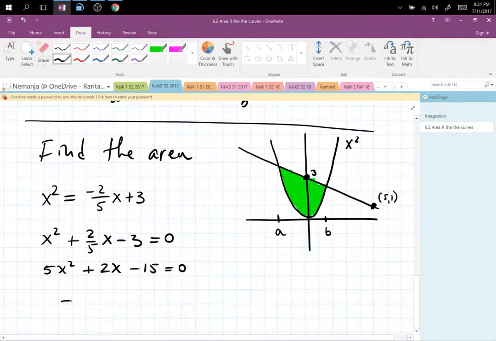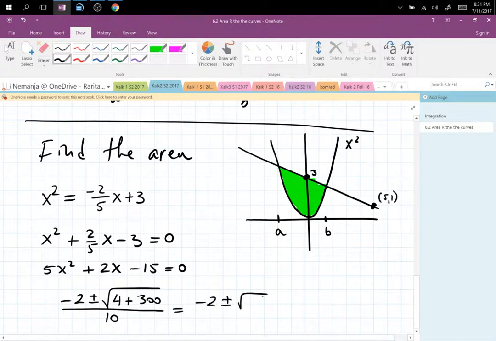So negative b plus or minus the square root of b squared minus 4ac, that's 304, I hope, over 10. So that's negative 2 plus or minus square root of 304 divided by 10. So those are exact limits. Now those are going to be some ugly decimals because obviously I just put whatever there.